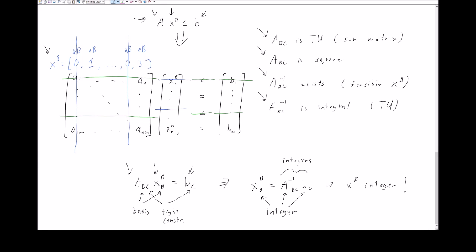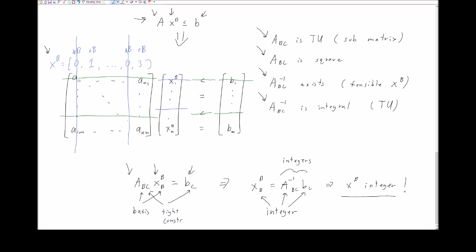Since this is all the positive values of our original basic feasible solution, and all these positive values are integer, when we add the zeros back in, we retain all integer values. So our basic feasible solution associated with this basis has to be an integer solution.